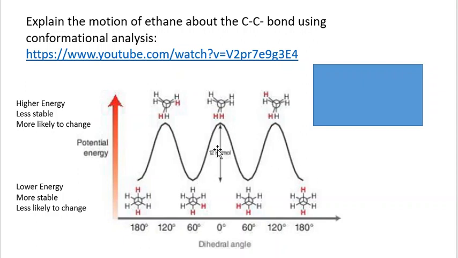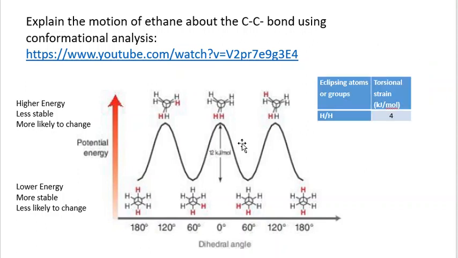Notice that the height between the lowest and highest energy conformation is 12 kilojoules per mole. That can be measured by looking at the relative amounts of these different conformers in solution at any one time. And if we think of each of these carbon-hydrogen bonds as contributing a third of that 12 kilojoules per mole, we come up with what we call the energy of torsional strain. In other words, it's this eclipsing interaction here. Each of those hydrogen-hydrogen eclipsing interactions gives us 4 kilojoules per mole of torsional strain.